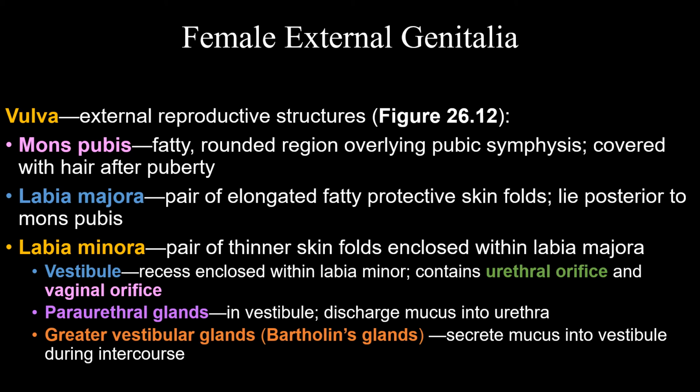Now, the mons pubis is going to be a sort of fatty, rounded area that overlies the pubic symphysis and is covered with hair after puberty. Posterior to the mons pubis are two elongated skin folds. These are called the labia majora, which enclose two thinner skin folds called the labia minora. And enclosed within the labia minora, there is a recess known as the vestibule. And the vestibule contains the urethral orifice and the vaginal orifice and the paraurethral glands, which discharge mucus into the urethra.